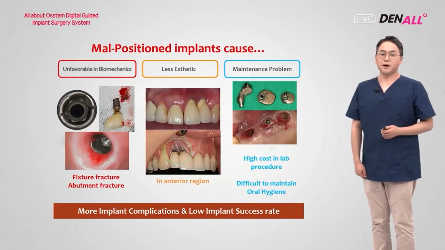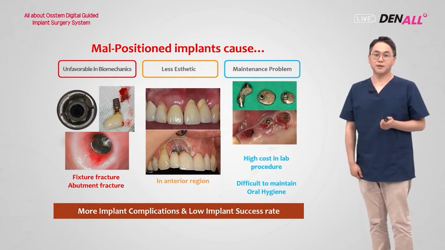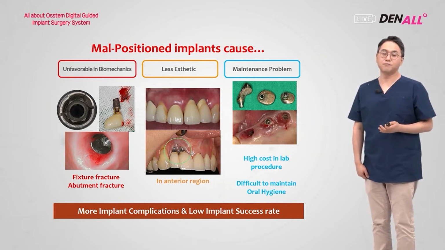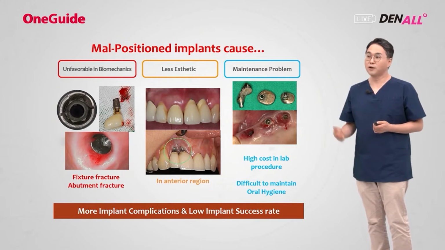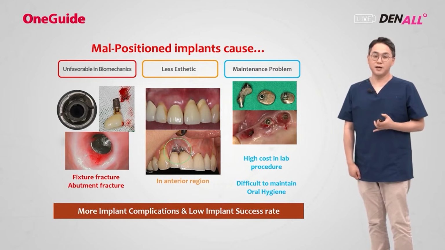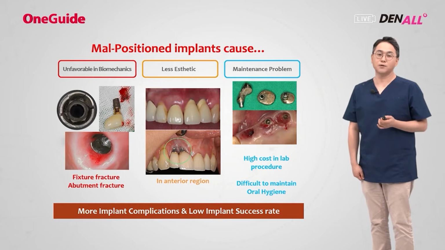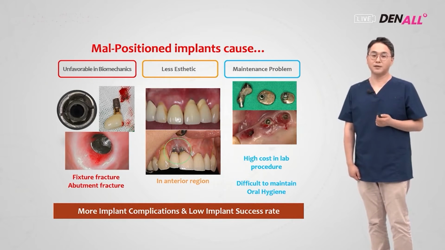To give you more specifics, mal-positioned implants cause various problems. First, it's very unfavorable biomechanically. They can lead to abutment fracture, implant fracture, or abutment screw fracture. A lot of mechanical complications can occur. As you can see in the anterior area, it's aesthetically very bad. Even if you have delivered the crown, if the patient cannot manage oral hygiene, there can be various maintenance-related issues.